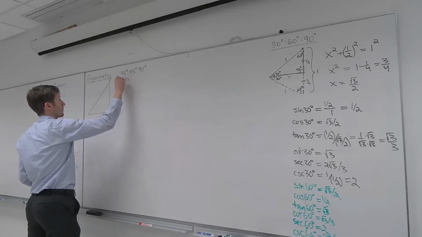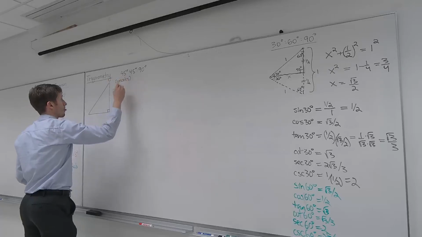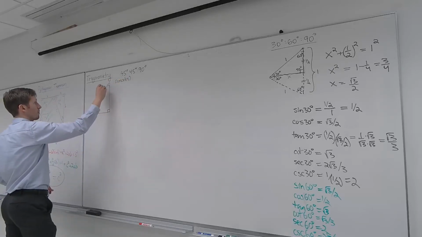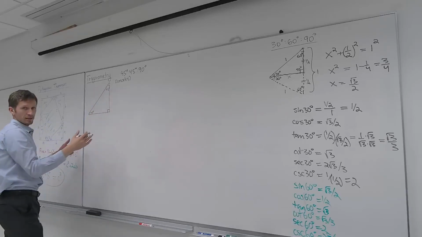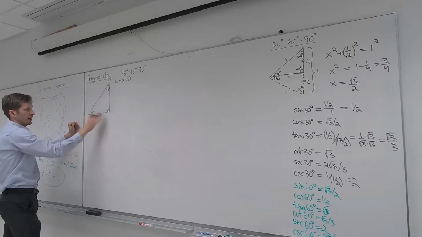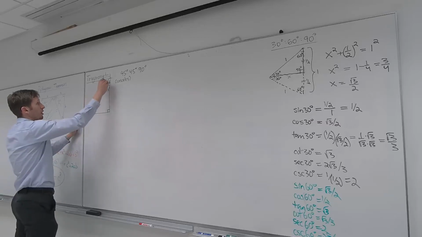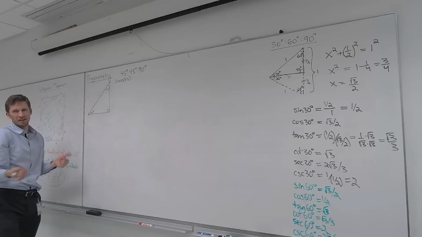Okay. Right triangle. 90 degrees, 45, 45, okay? Now, if this is an isosceles triangle, 45, 45, what is this length and what is this length? At least they're the same if nothing else. Let's call this length 1 here. Hypotenuse, I like calling it 1.